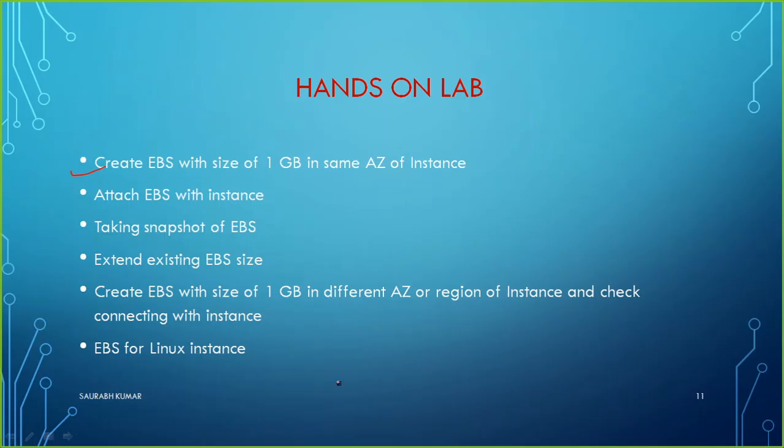Second step I am going to follow. Attach EBS with any running instance or any instance. This is the second practical I am going to perform. First was create EBS with 1 GB in the same availability zone of the instance, where your instance is. In which availability zone your instance is, the same availability zone you have used to create this 1 GB EBS. That practical is done now. Now I'm moving to the second practical, attaching that with the instance.